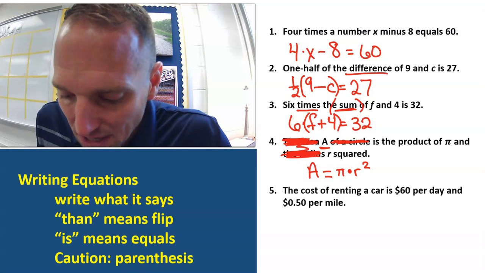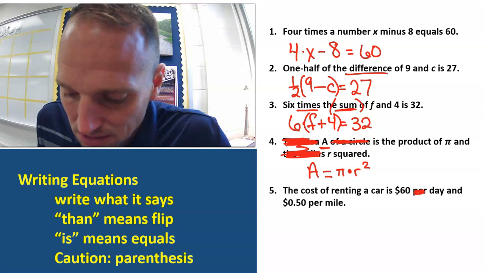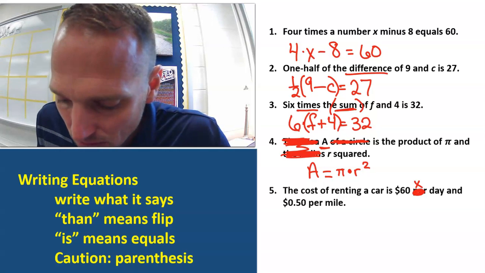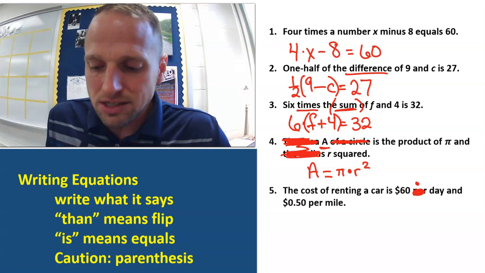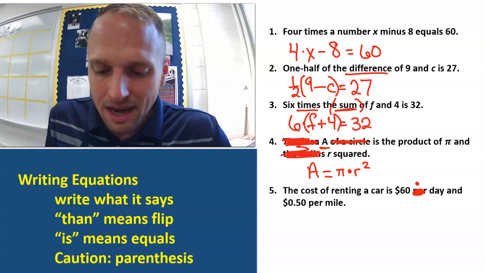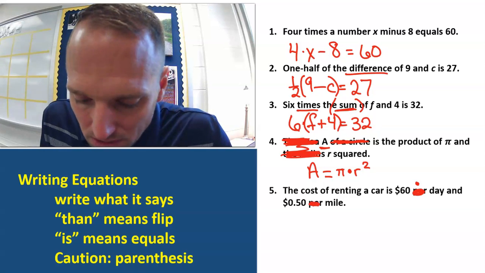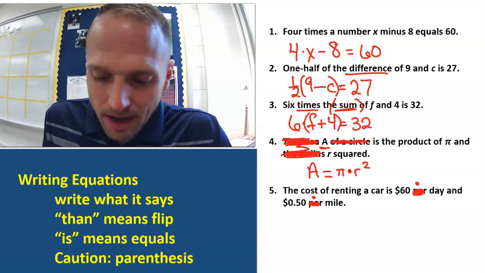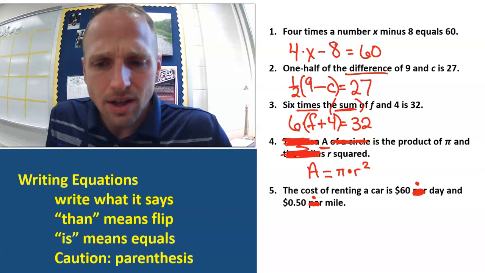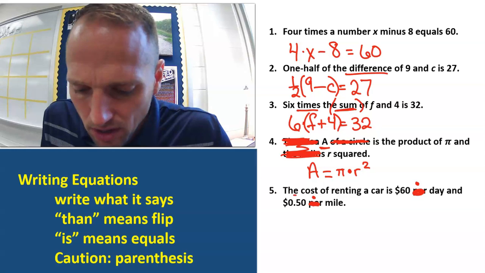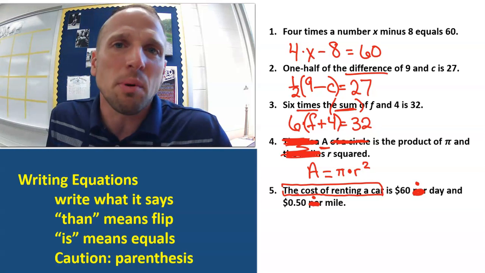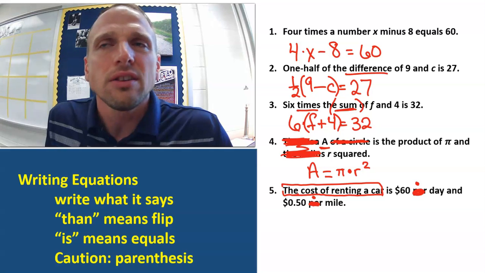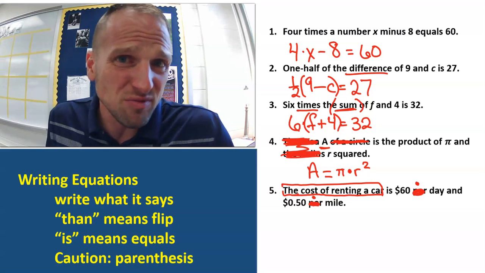So I see $60 per day, so that means $60 times, maybe I should just use a dot. That's easier to see so you know it's not an X. $60 times day and 50 cents per mile. Per means times mile, okay? Now, let's go up here and let's just start reading. The cost of renting a car. I don't want to write all of that in an equation. Let's just come up with a variable for that. Let's use one letter. So the cost of renting a car, do you want to say C for cost?